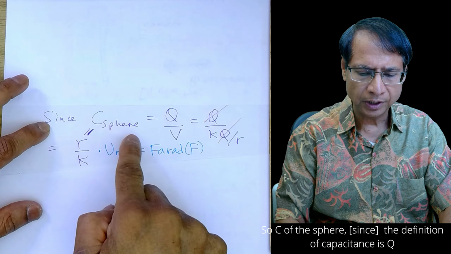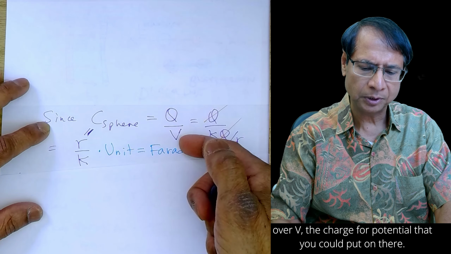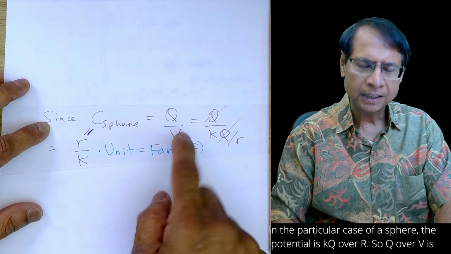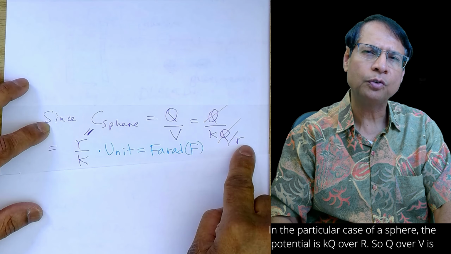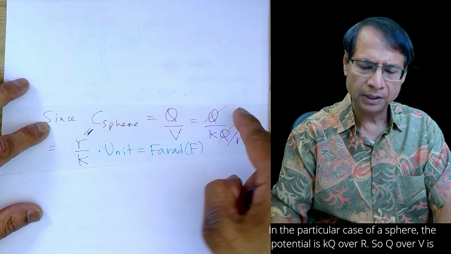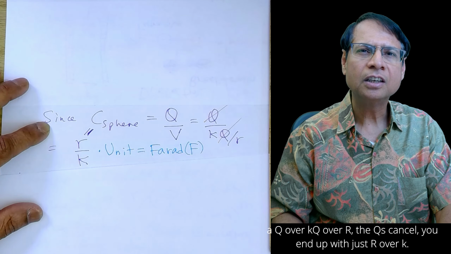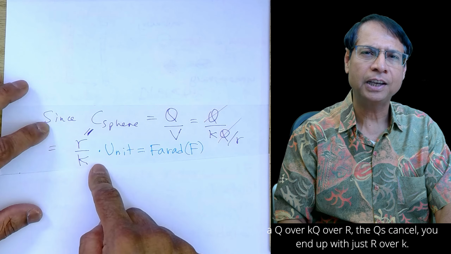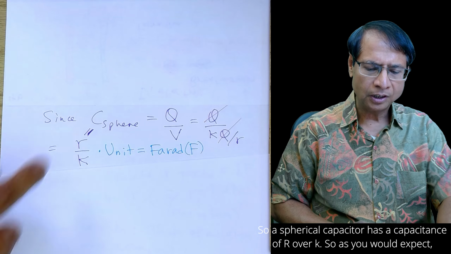So C of the sphere, the definition of capacitance is Q over V, the charge per potential that you could put on there. In the particular case of a sphere, the potential is KQ over R. So Q over V is Q over KQ over R. The Q's cancel. You end up with just R over K. So a spherical capacitor has a capacitance of R over K.